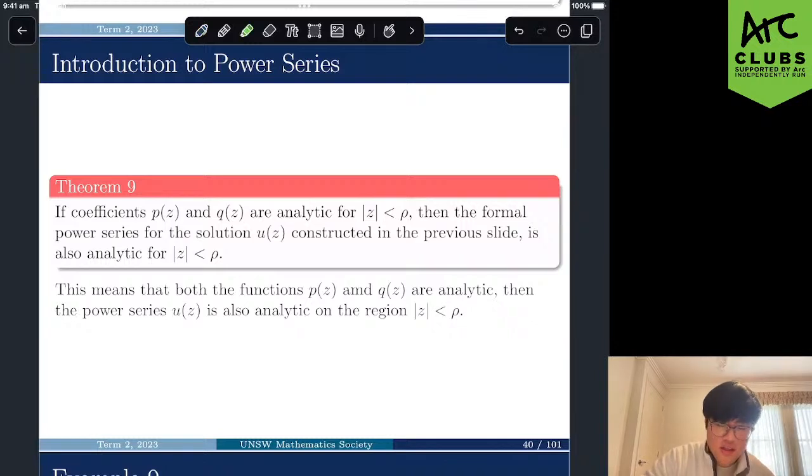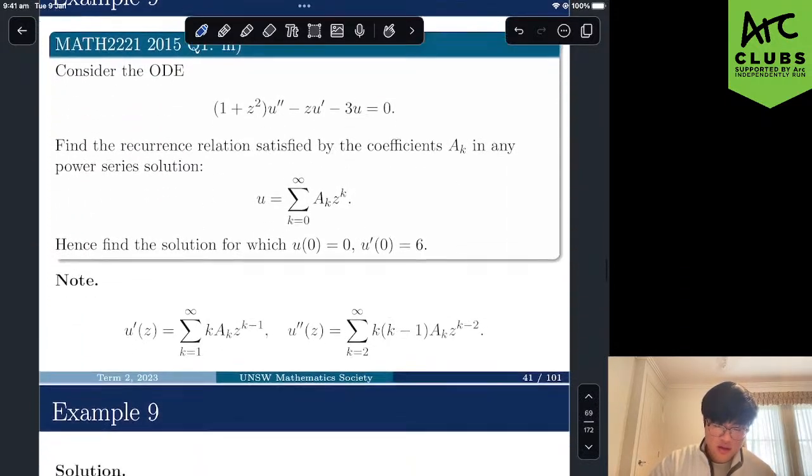I guess this also follows pretty nicely. So saying if coefficients P and Q are analytic for a given radius, then the formal power series of the solution U of Z is also analytic for that region. So if this and this are analytic, then the solution in terms of the power series is also analytic for U. Pretty self-explanatory here.